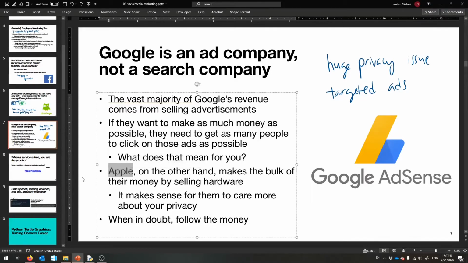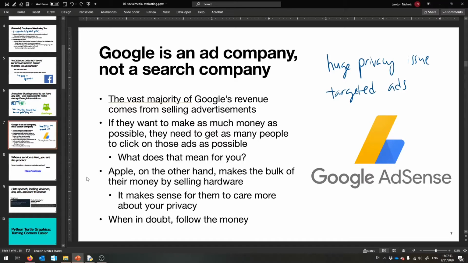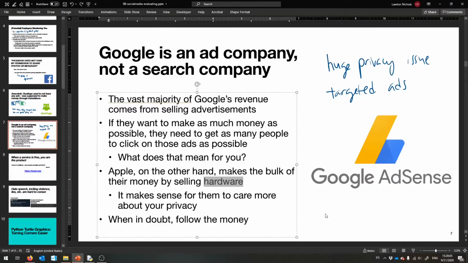So Apple, how do they make their money? Well, they have a few services that they provide, like iCloud and Apple Music and all that stuff. But the main thing that they're making most of their money off of is hardware. So they're selling you your iPhone, your MacBook, your iMac, whatever they have. They're selling you that hardware and maybe the software that they wrote along with that. So they have a much smaller motive to worry about taking your privacy and doing things with it.